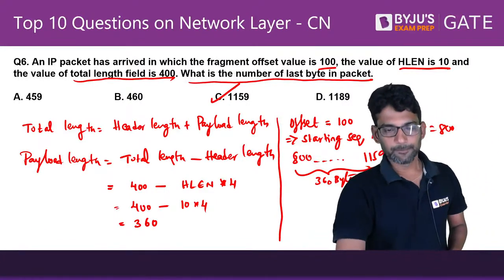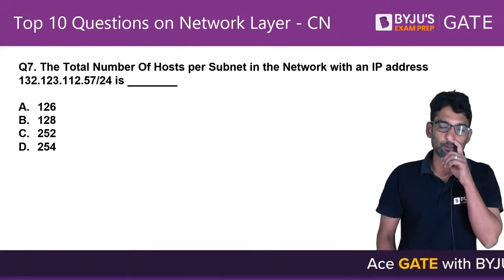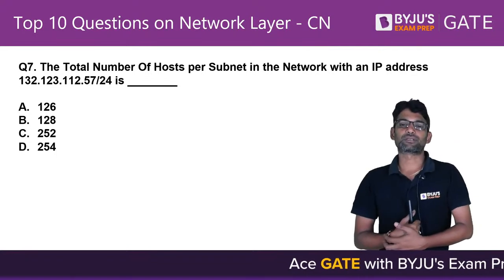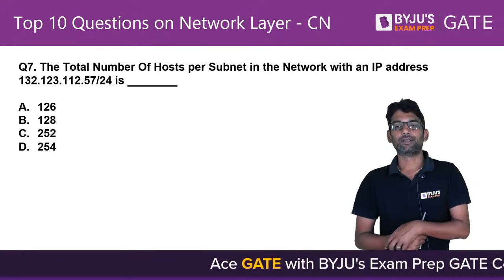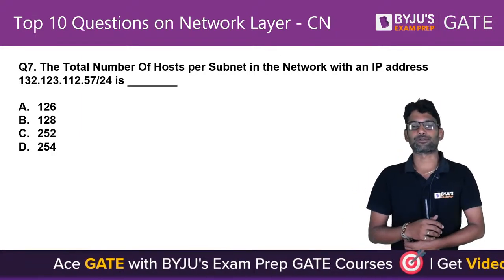Question number 7. The total number of hosts per subnet in the network with an IP address so and so is dash.